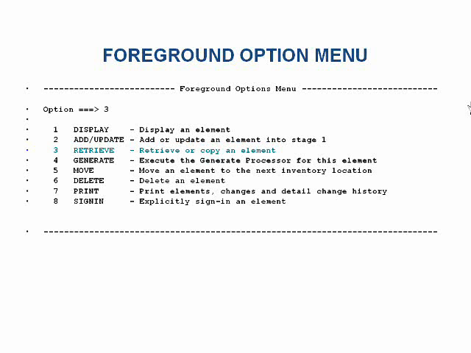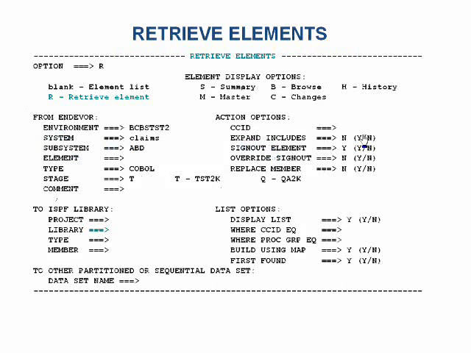It will take you to option 2, and under foreground these are the options available. First let me explain the retrieve option. To go to retrieve, select 3 in the option and hit enter. It will take you to another menu, that is the retrieve menu. So here is the retrieve menu.